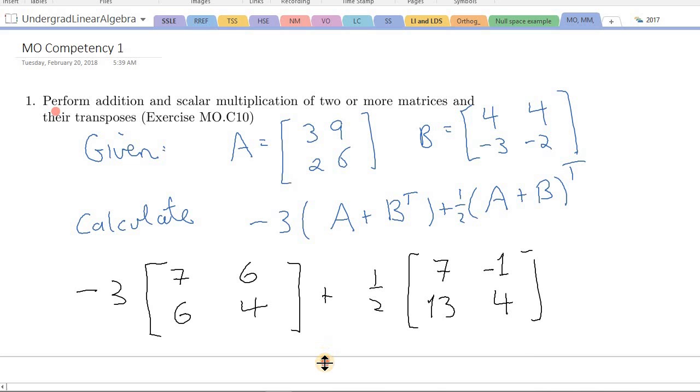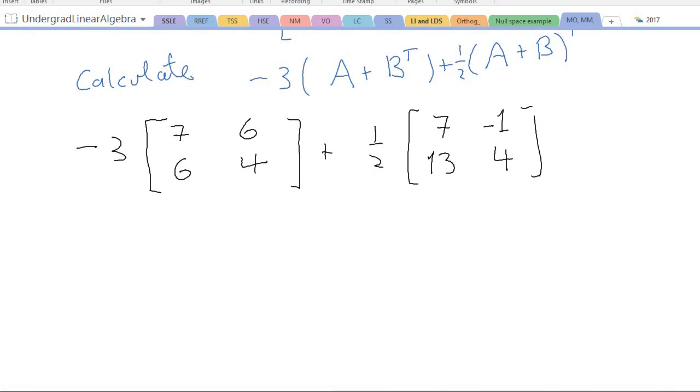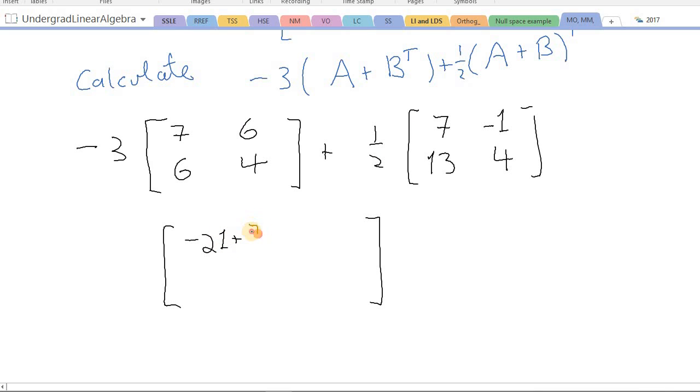All right, so let's make some more space. Okay, we'll be done pretty soon. All right, so let's go ahead and finish this. We've got two 2 by 2s adding together. So the result is going to be 2 by 2 again. All right, so this top left entry, I get minus 3 times 7, which is minus 21, plus 1/2 times 7. Well, I'll just do that like this, minus 21 plus 7/2. Top right corner, minus 3 times 6, minus 18, plus minus 1/2. Let's just leave it like that. Bottom left corner, minus 18 plus 13/2. Bottom right corner, minus 12 plus 2.